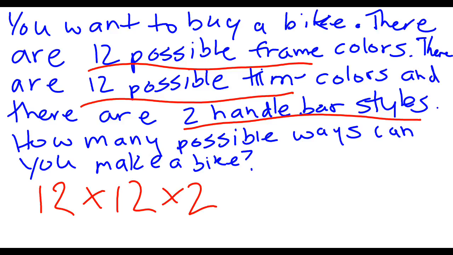So if you said that 12 times 12 is 144 and 144 times 2 is equal to 288, you are correct. There are 288 different ways that you could make this bike.